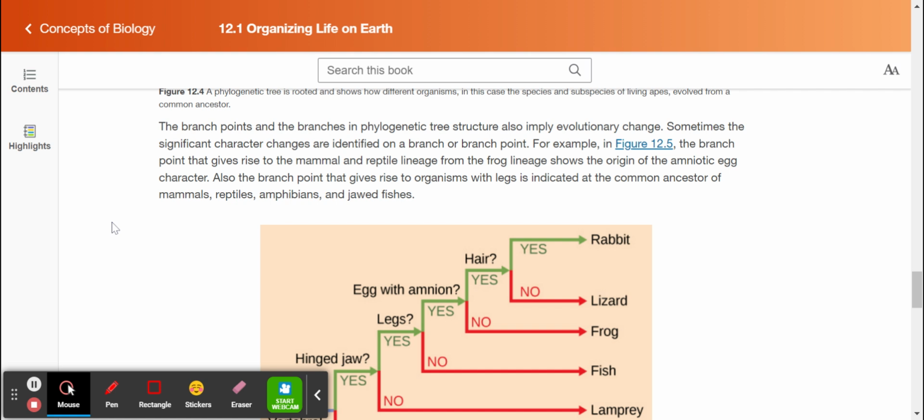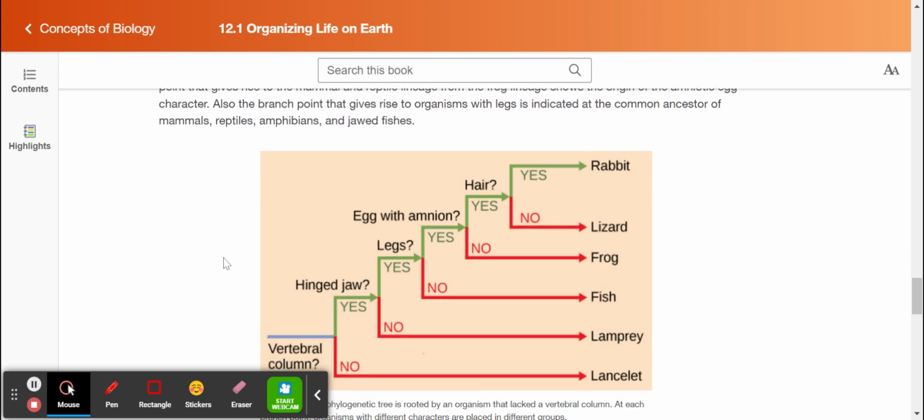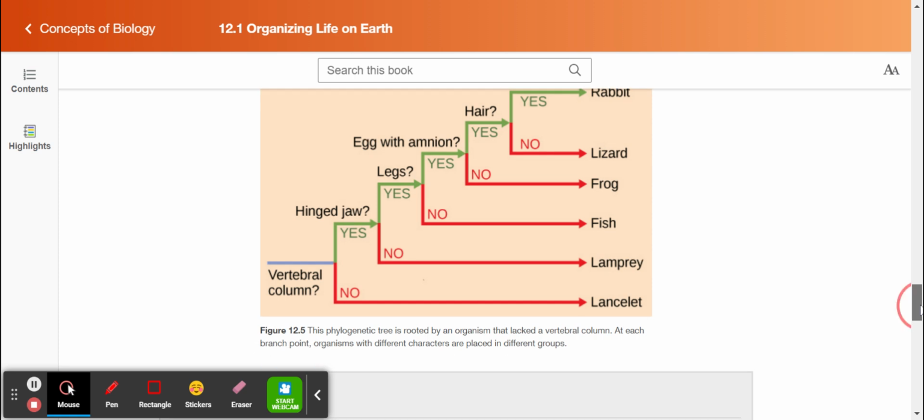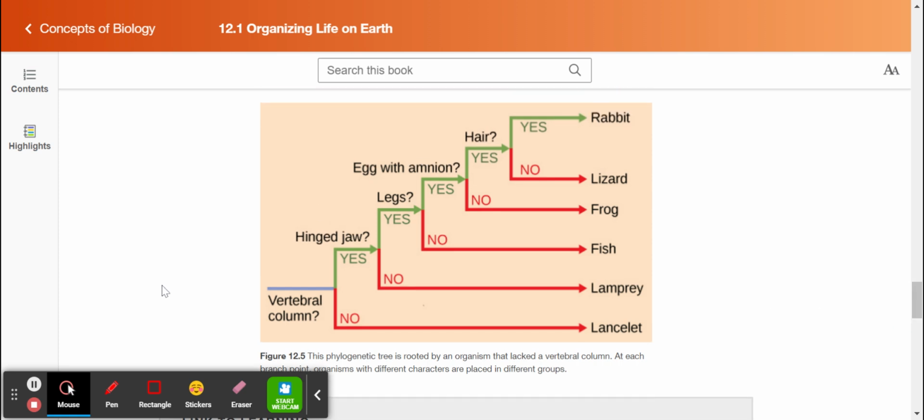The branch points and the branches in phylogenetic tree structure also imply evolutionary change. Sometimes the significant character changes are identified on a branch or branch point. For example, in Figure 12.5, the branch point that gives rise to the mammal and reptile lineage from the frog lineage shows the origin of the amniotic egg character. Also, the branch point that gives rise to organisms with legs is indicated at the common ancestor of mammals, reptiles, amphibians, and jawed fishes. This is Figure 12.5.